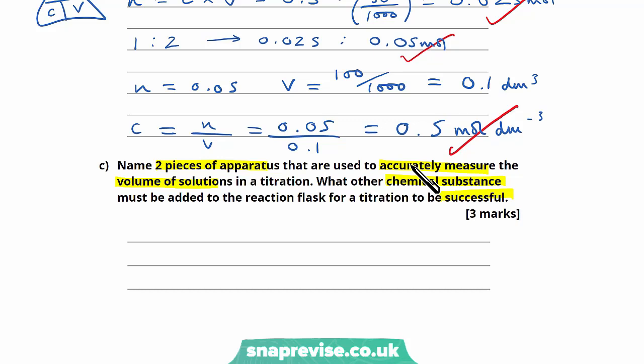This could be a burette and also a pipette, which are two important pieces of apparatus that you will have used that are used to accurately measure volumes of solution, often small volumes. Now to deal with the second part of the question.